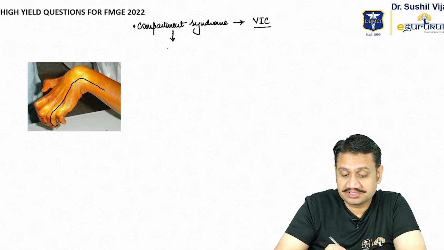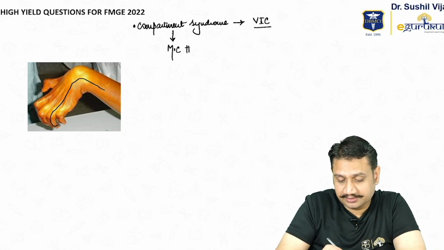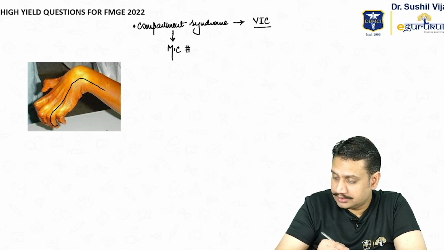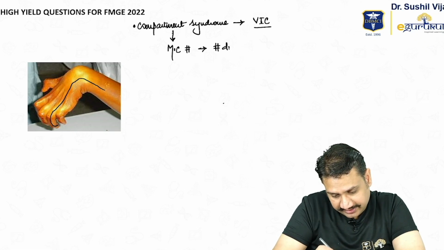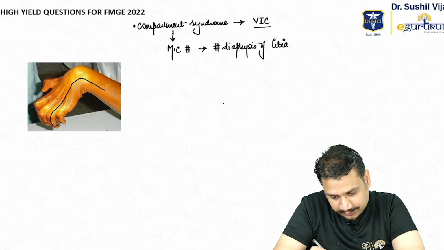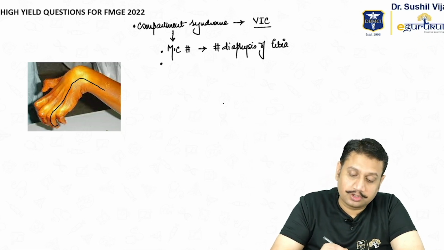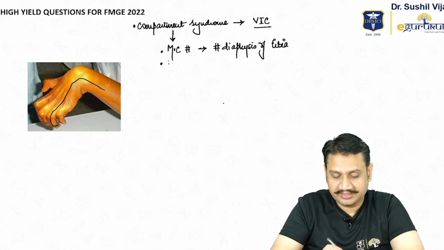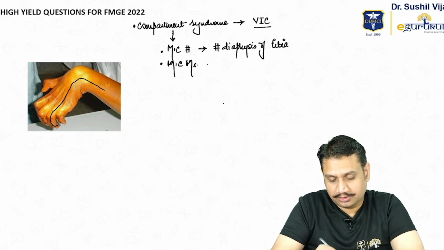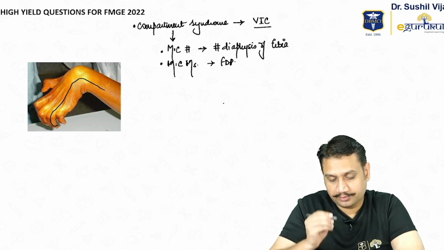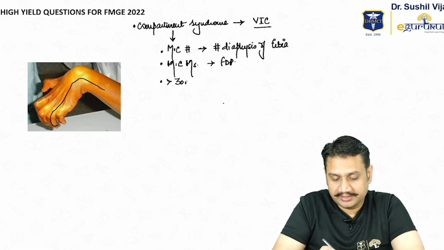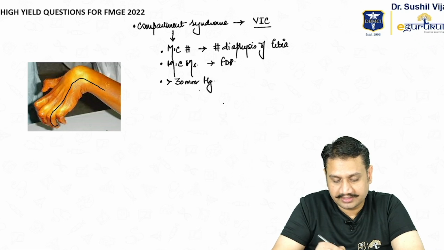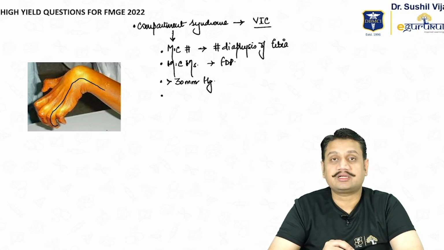In compartment syndrome, you must remember that the most common fracture which very, very often leads to compartment syndrome is fracture diaphysis of tibia. That is point one. Second, the earliest and most common muscle to get into compartment syndrome is FDP, so I must say the most common muscle to get involved is flexor digitorum profundus. Third point is that whenever there is a compartment syndrome, the raised pressure is 30 millimeters of mercury.